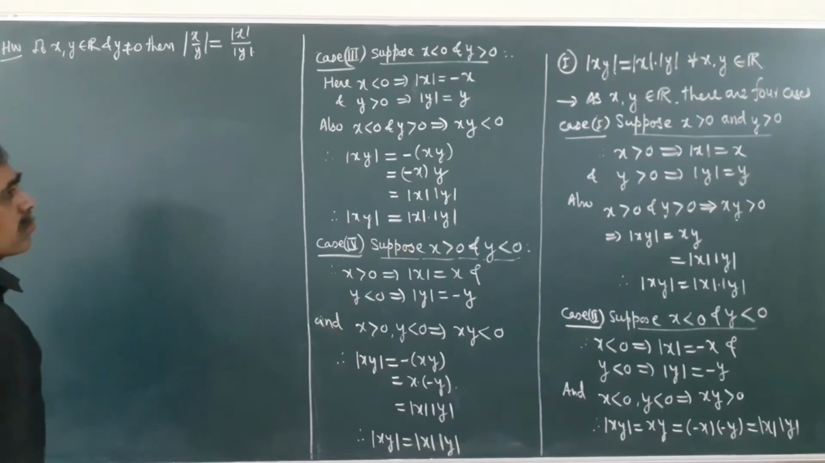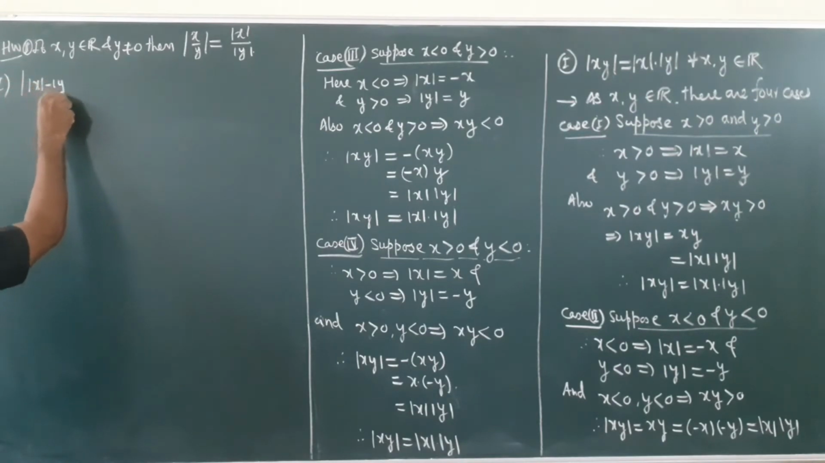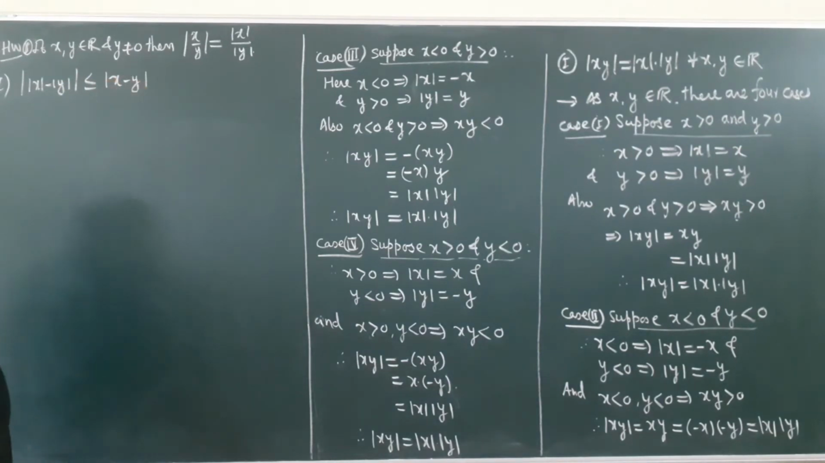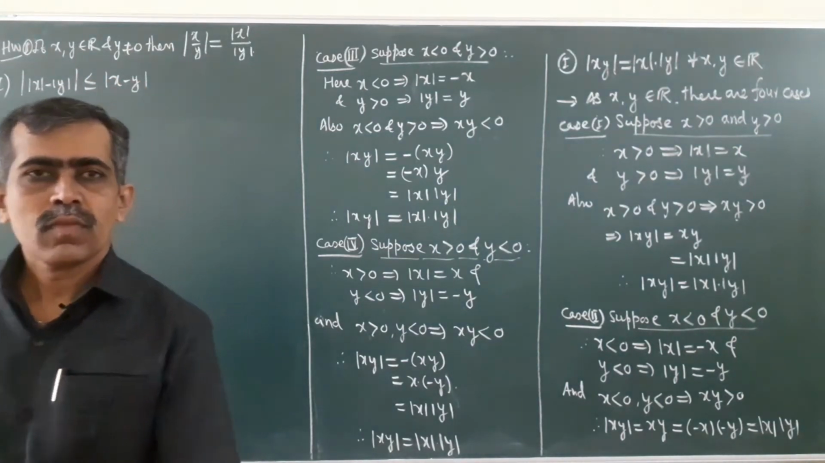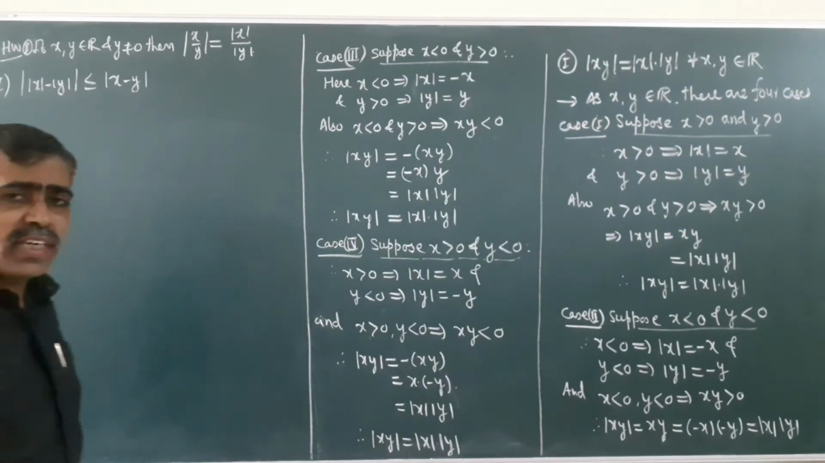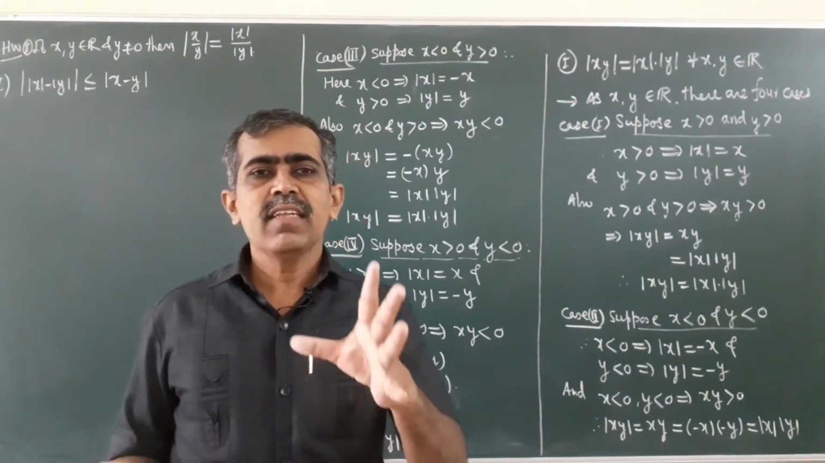Now we will see some more properties. Suppose this is second, and come to one more property: mod x minus mod y is less than or equal to mod of x minus y. Modulus of x minus modulus of y is less than or equal to mod of x minus y. Now see, when we take modulus of a real number, we are increasing the value of the real number.